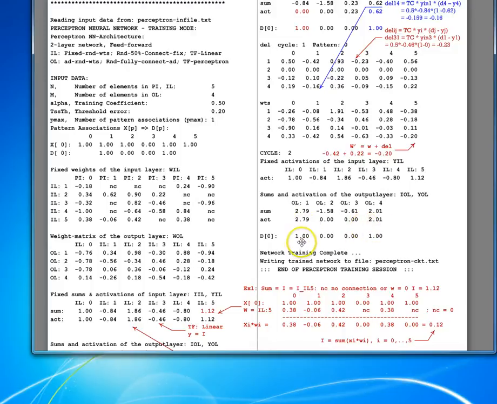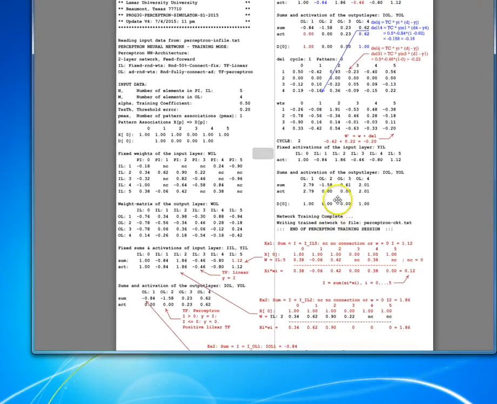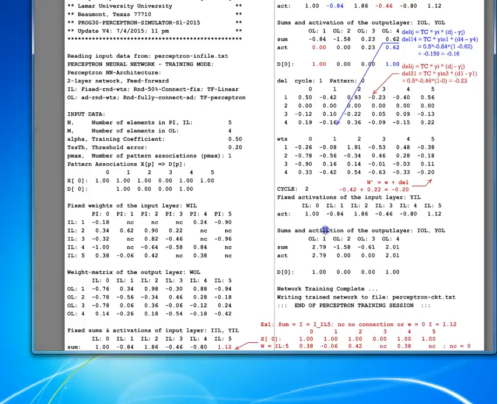for one, this element has to be greater than 0.8, that's okay. For this it has to be less than 0.2, that's okay. This for 0, that is less than 0.2, that's okay. And for this one it is greater than 0.8, that is 2, and therefore that is also okay. Now it has been trained. Once that is done, the next thing that we would like to do is go into the recall mode, and that's what we're going to look at next.